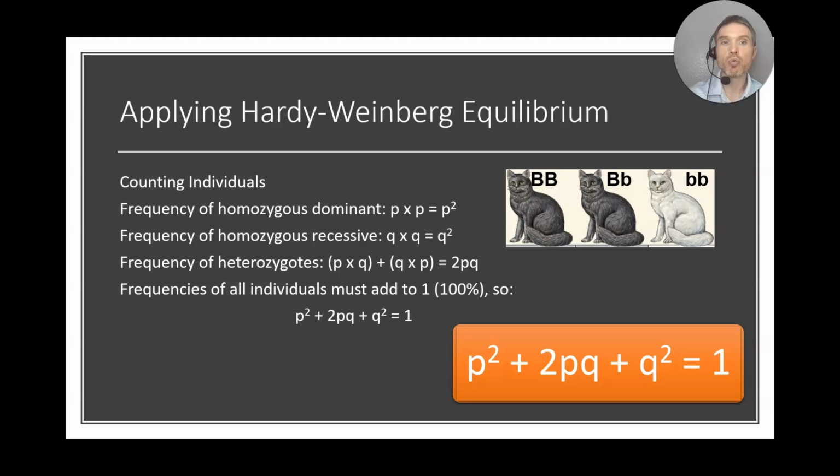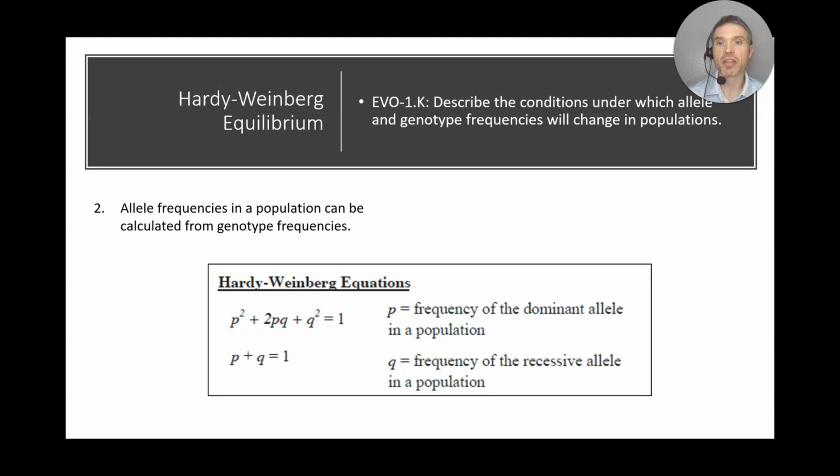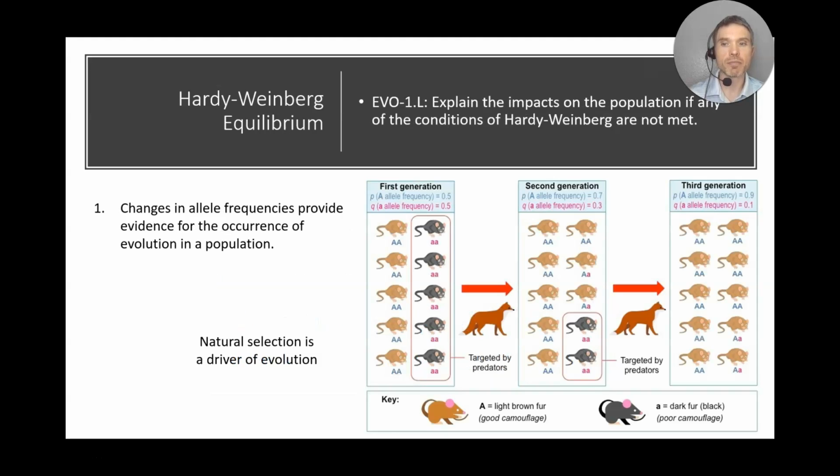Now, when we look at solving these equations, you'll probably have to use both sets of equations, and I'll give examples of how that works in later presentations. So, remember that the allele frequencies in the population can be calculated from the genotype frequencies. And once again, these are the equations that you'll receive from College Board on your formula sheet. As we continue, what I want you to remember is that changes in the allele frequency provide evidence for the occurrence of evolution of a population.